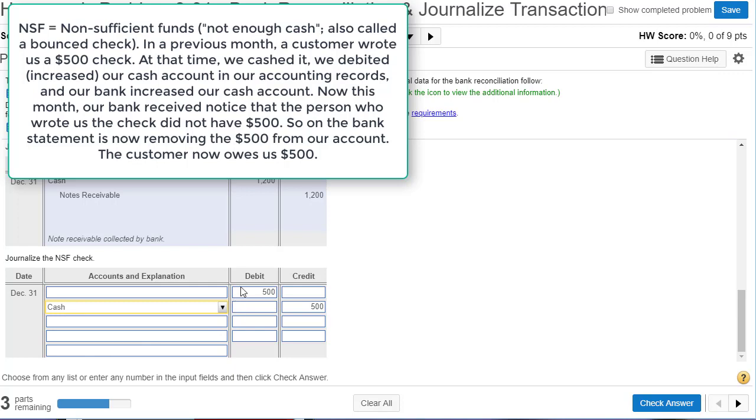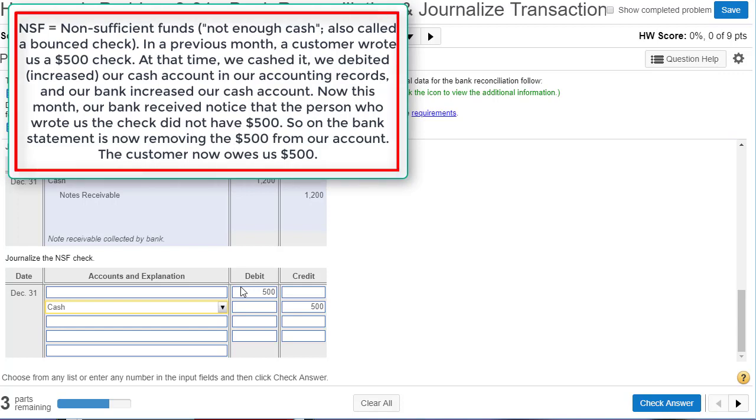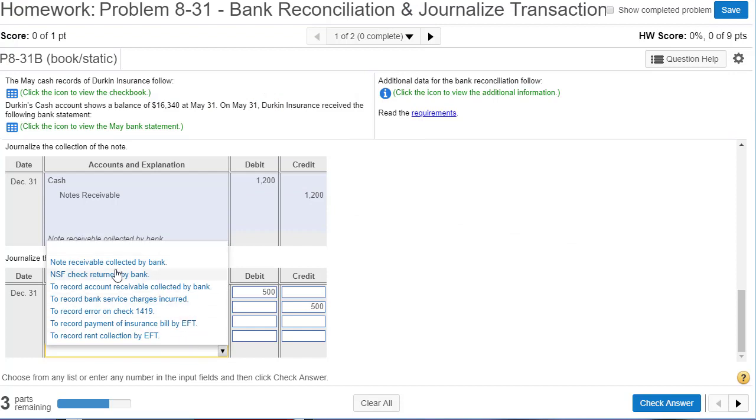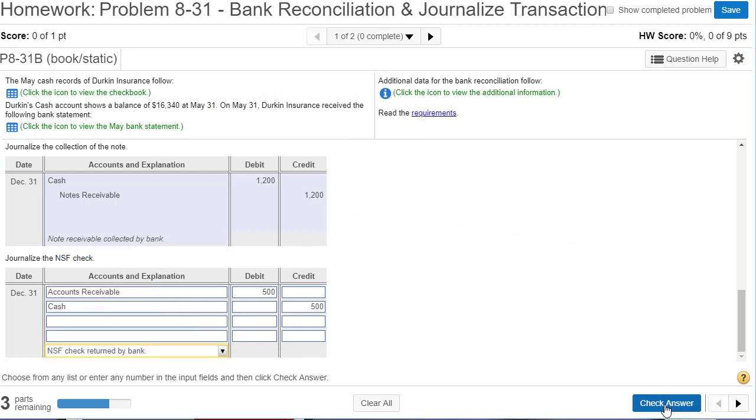So now we have to figure out, well, what's the debit account for? So remember, this NSF check is a bounce check. It's a non-sufficient fund. So here's what happened. In a previous month, our customer wrote us a check for $500. So we increased our cash account by $500 in the journal, and then we deposited the check. And now this month, turns out the bank says, no, they did not have enough money, so they're going to take that money away from us. So now does that person owe us that $500? Yes, they do. So what account shows that they owe us money? Accounts receivable, which is an asset, and it goes up with a debit. That's why we're debiting it. NSF check returned by the bank.